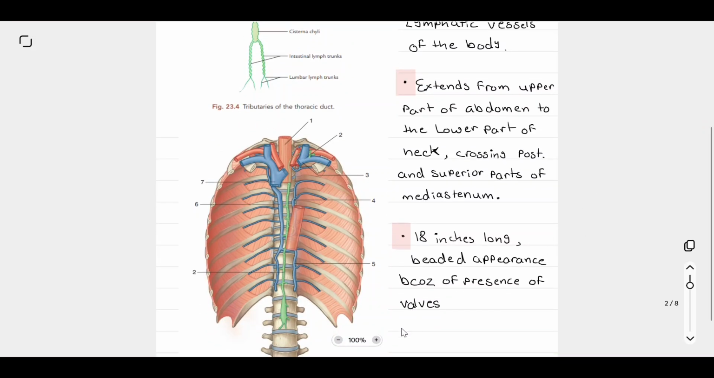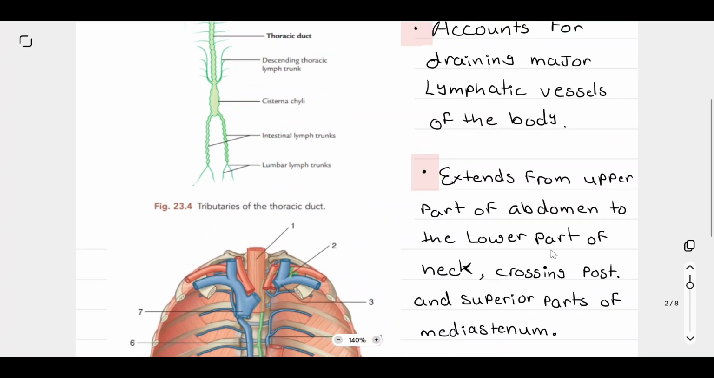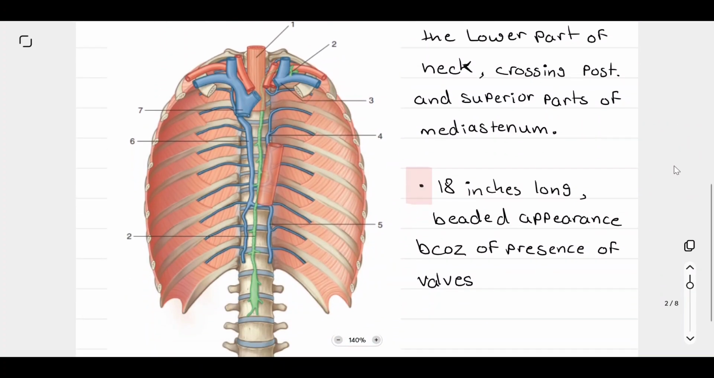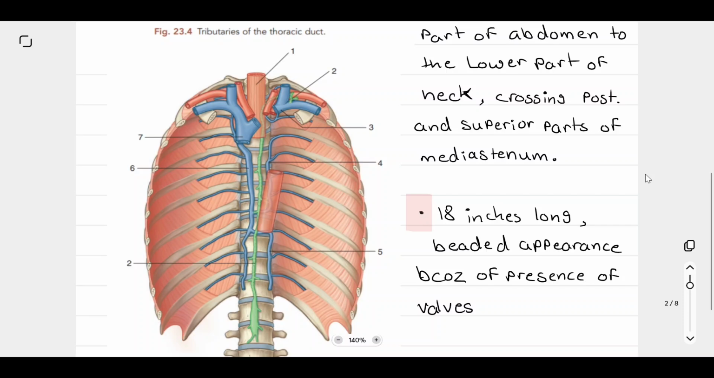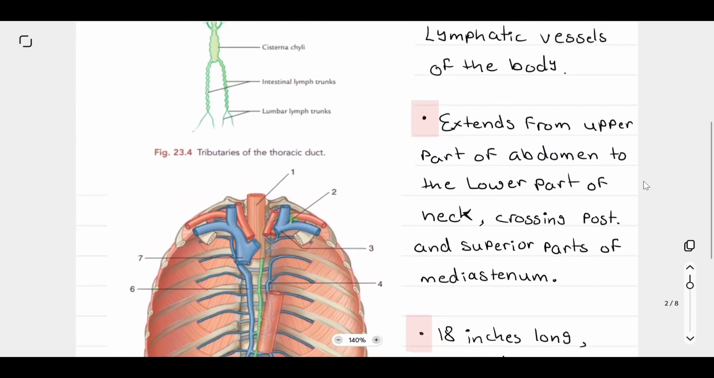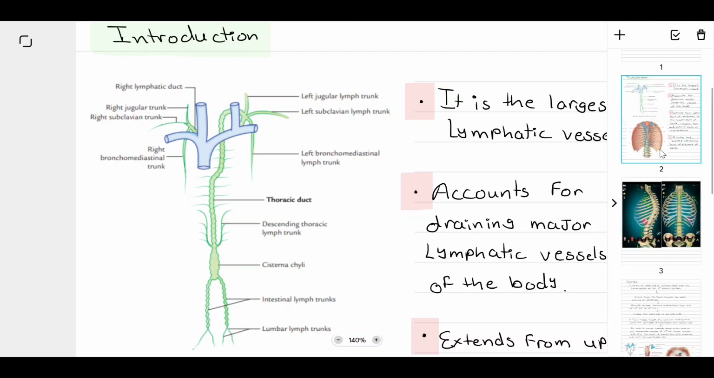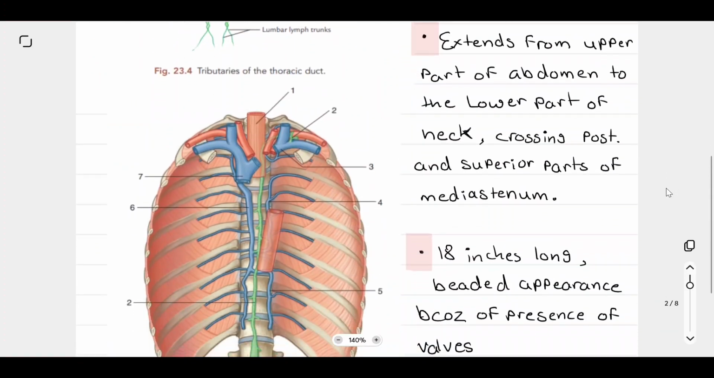As it says, it extends from the upper part of the abdomen to the lower part of the neck, crossing the posterior and superior parts of the mediastinum. Lastly, it is 18 inches long, with a beaded appearance because of the presence of valves. As I showed you in this diagram, it is a long tube-like structure with a beaded appearance, because of the valves in the thoracic duct. So we are done with the introduction.